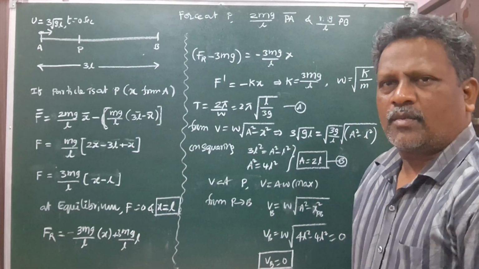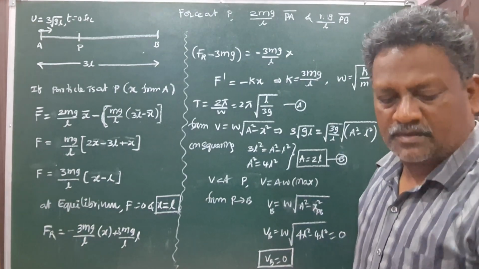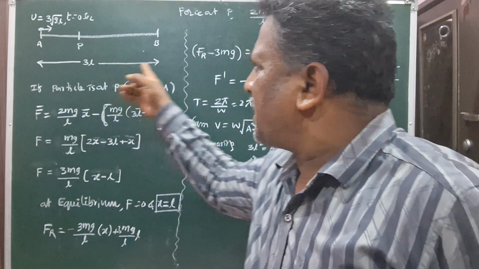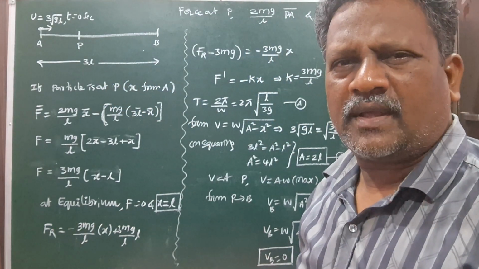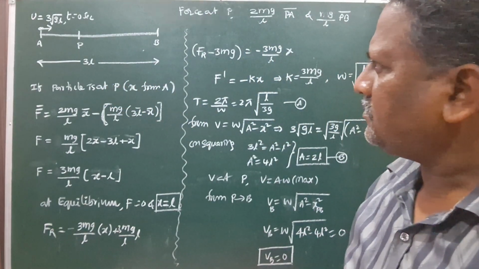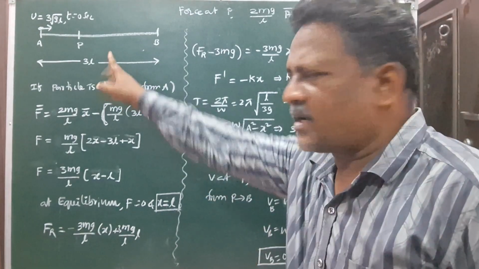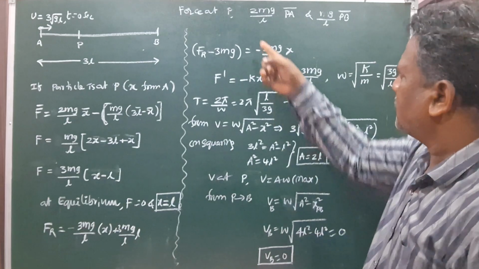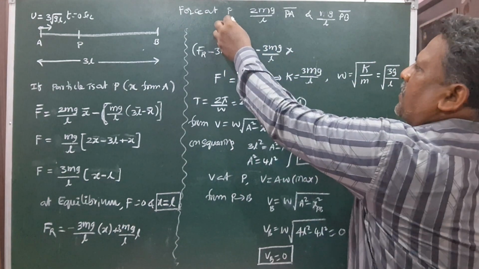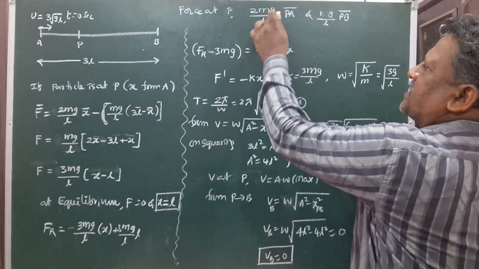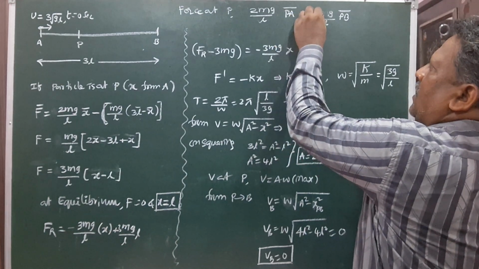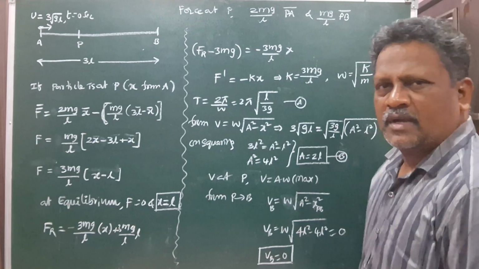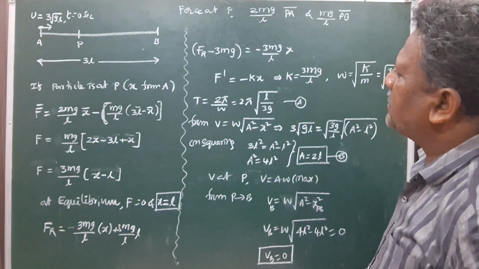Here is a good problem. That is, C, line AB of length 3L. When a particle is at a point P, it experiences a force. Here at P it is 2mg by L times PA bar and mg by L times PB bar. It experiences a force at that point P.